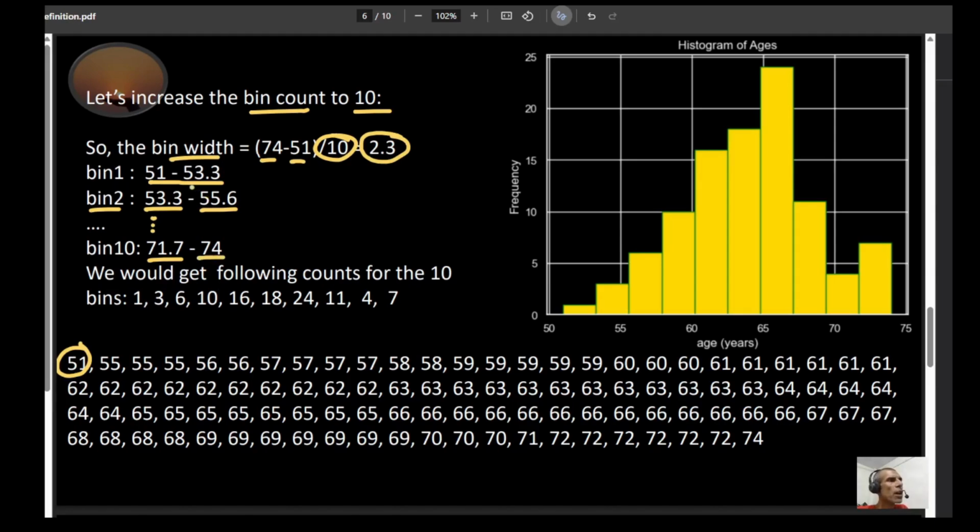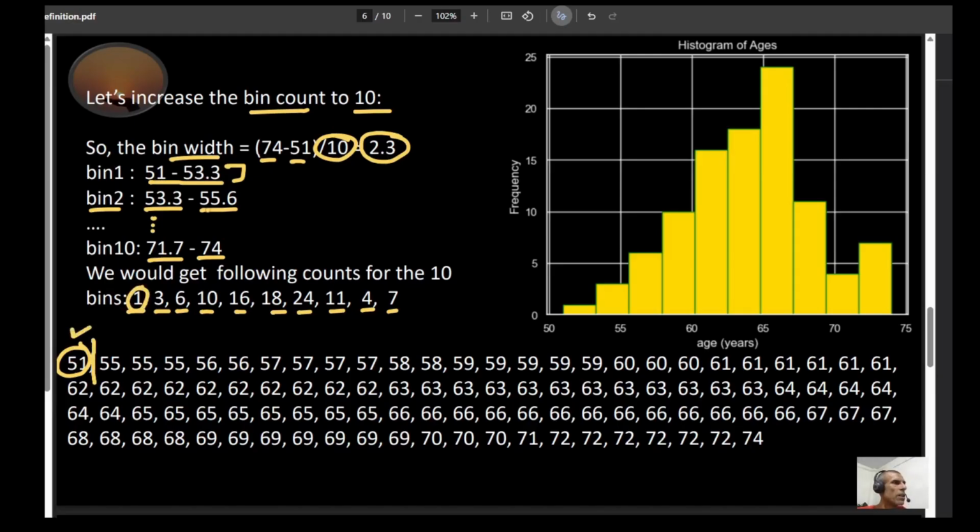Now, when you count how many values fall under bin 1, bin 2, bin 3, all the way to bin 10, you will get these numbers right here: 1, 3, 6, 10, 16, 18, 24, 11, 4, 7. Let's do one of them. Let's do this one, 51 to 53.3. Your 51 is over here, and 53.3 will be somewhere over here. So the number of values between 51 and 53.3 is 1.